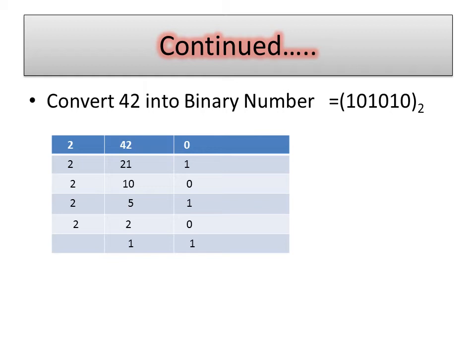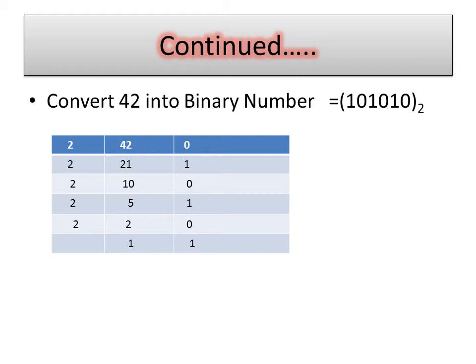Then, again, 21 on division by 2 gives 10 as the quotient and 1 as the remainder. Again, 10 on division by 2 gives 5 as the quotient and 0 as the remainder in the third row. Then again, 5 on division by 2 gives 2 as the quotient and 1 as the remainder. Then 2 divided by 2 gives 1 as the quotient and 0 as the remainder. And the quotient that is left at the end, 1, is written again at the extreme right end in the same row as the remainder.